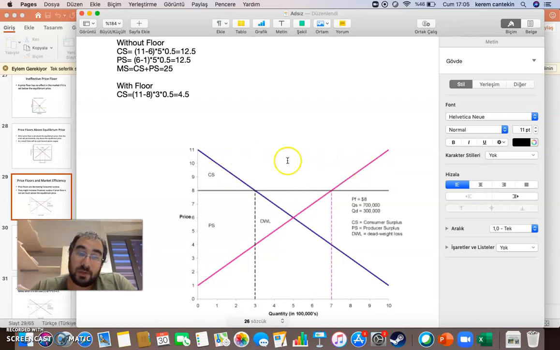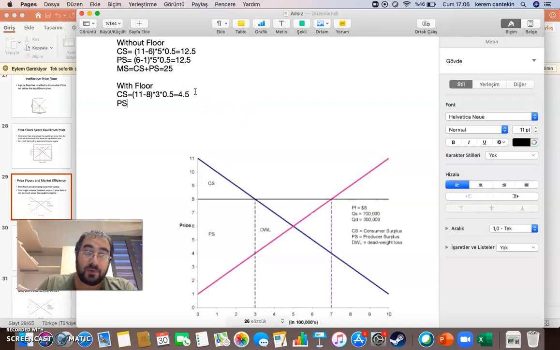But the more we increase the price floor away from the equilibrium point, the less will be sold, and we expect in that case at some point as we go away from the equilibrium point, producer surplus starts to decrease and ultimately it goes below the point where the producers are at the equilibrium point.